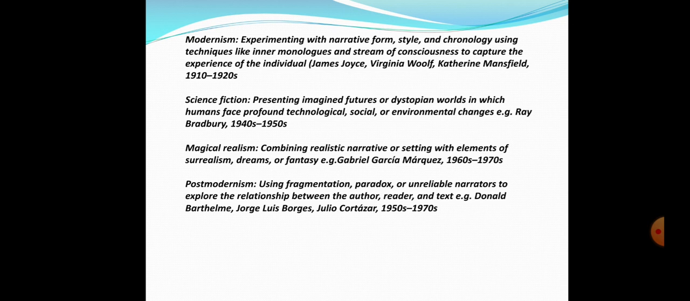Then postmodernism, using fragmentation, paradox, or unreliable narrators to explore the relationship between the author, reader, and the text. And the authors are Donald Barthelme, Jorge Luis Borges, and Julio Cortázar. And the period is from the 1950s to 1970s.